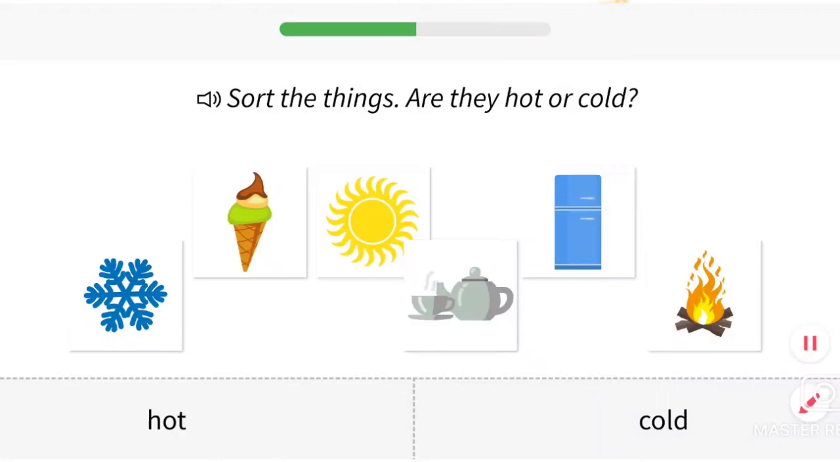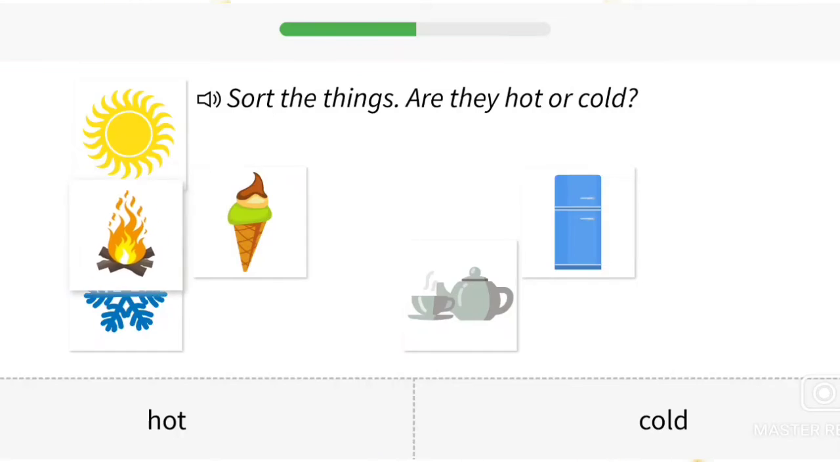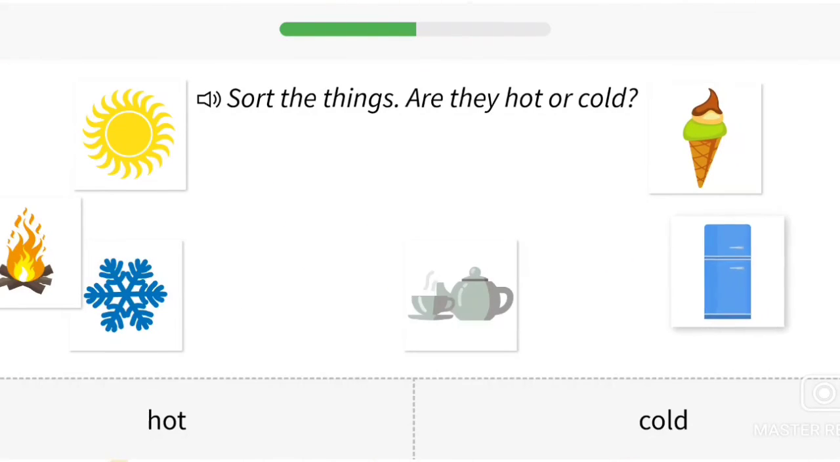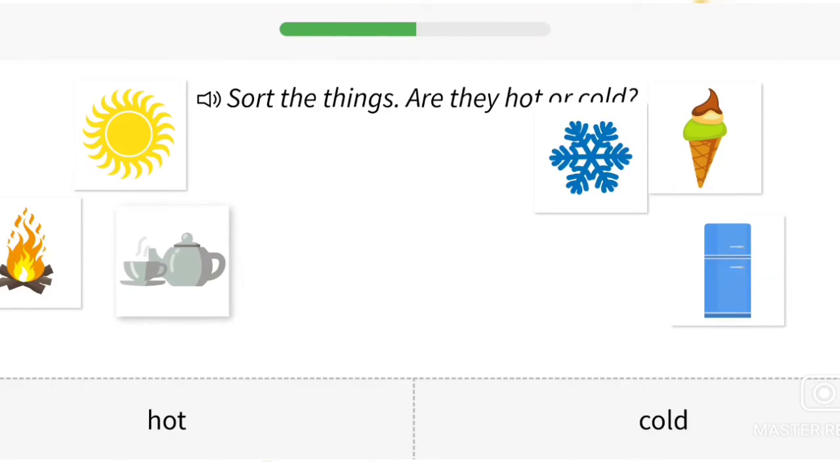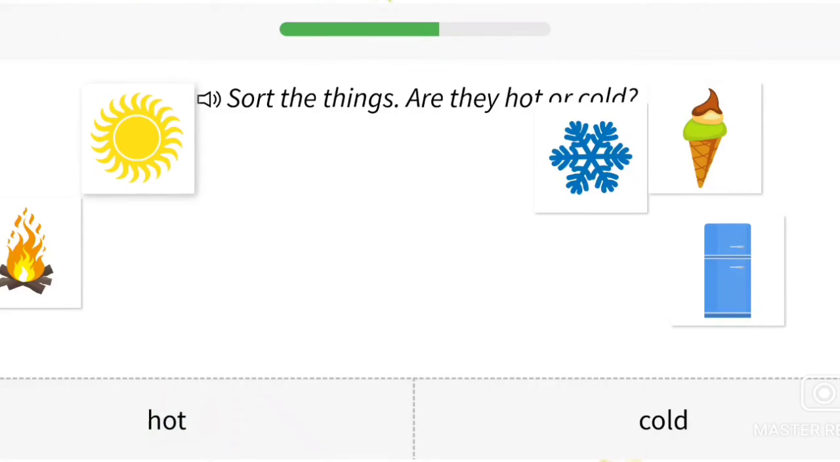Now we have to sort the things. Are they hot or cold? The sun is hot and the fire is also hot. Ice cream is cold. The fridge is cold. This is cold and tea is hot. Hot.